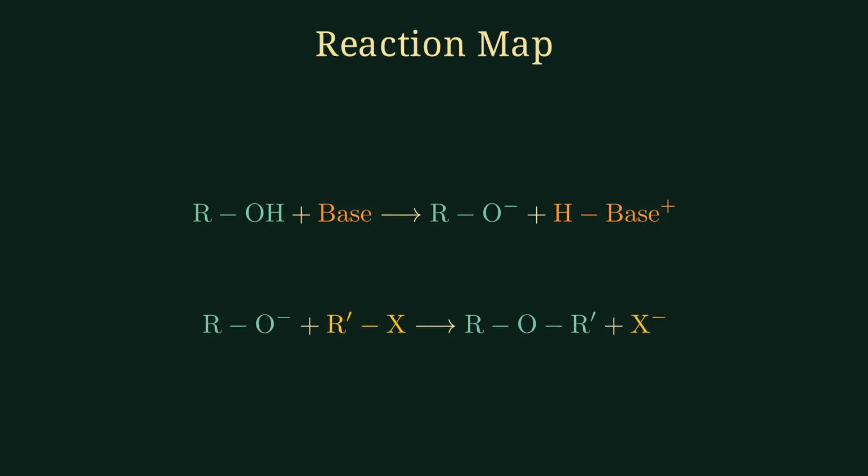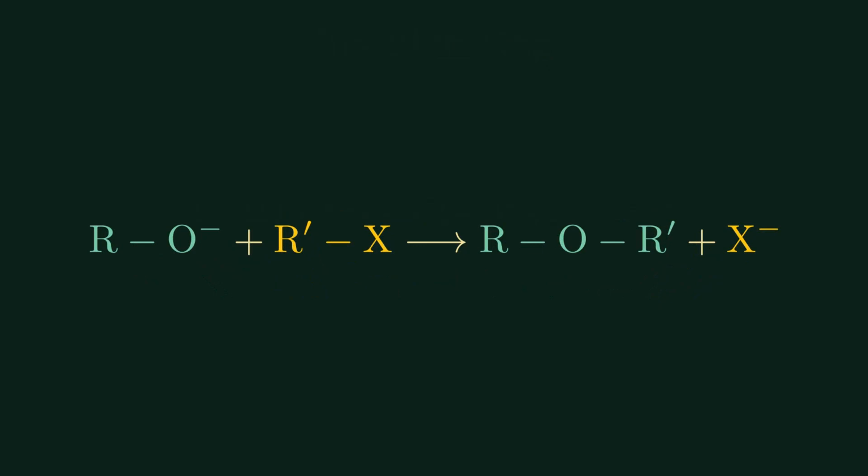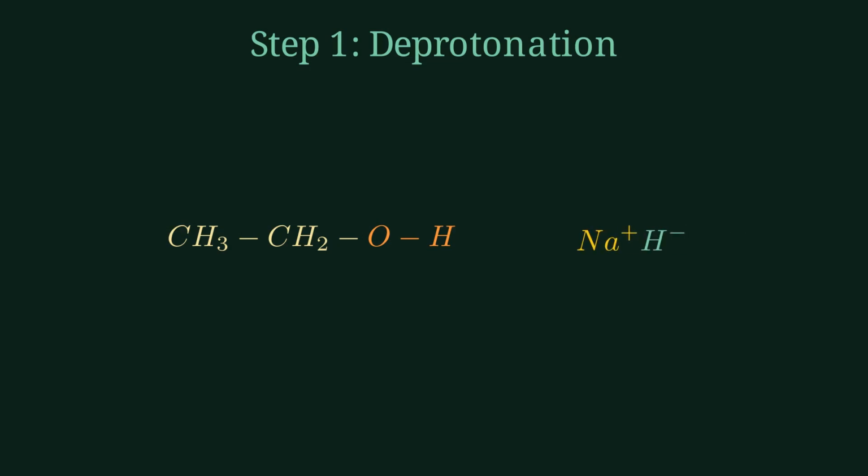It looks simple on paper, but if we zoom in on the molecular level, we can see a classic back attack mechanism in action. Let's visualize the first step. Picture our alcohol molecule. To make it reactive enough to build a new bond, we need to strip away that hydrogen atom on the oxygen. We do this by adding a strong base, like sodium hydride. Notice how the hydride ion, a hydrogen with an extra electron, snatches the proton away, leaving the oxygen with a negative charge. We now have an alkoxide ion.